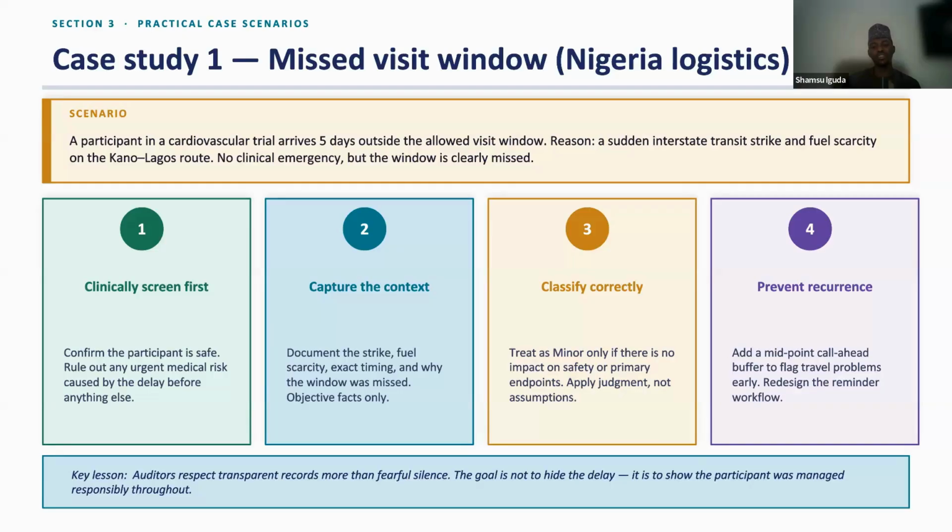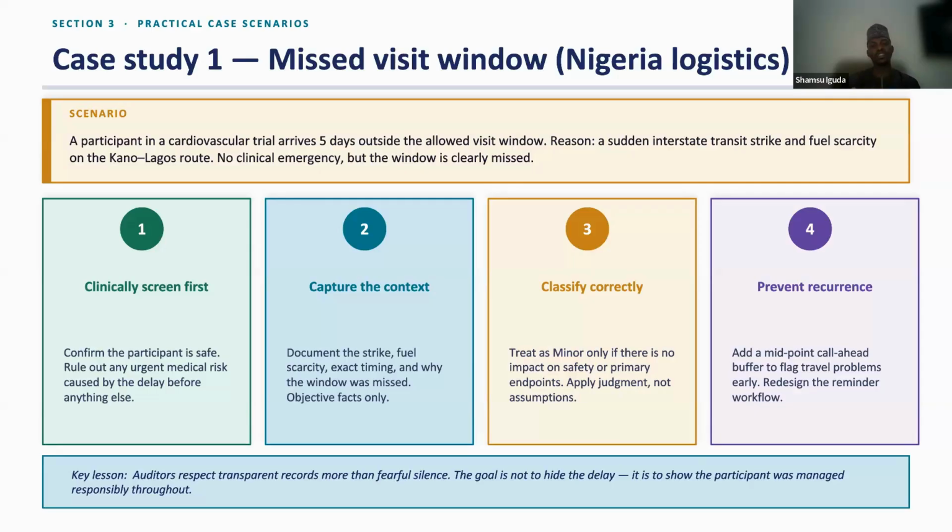Step one is clinically screen first. You have to look at the participant. The moment this participant walks through the door, the question is not how bad is this deviation. You are not looking at the deviation at that point. The question is, how is this person? That means you have to complete a clinical assessment and rule out any medical consequences. This is both good medicine and good regulatory practice.